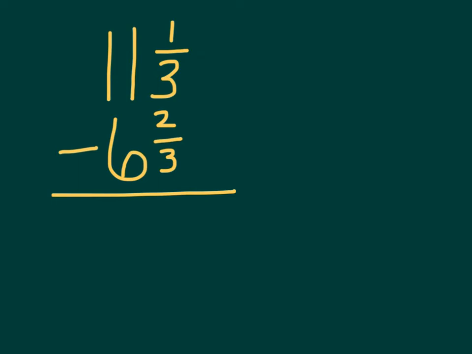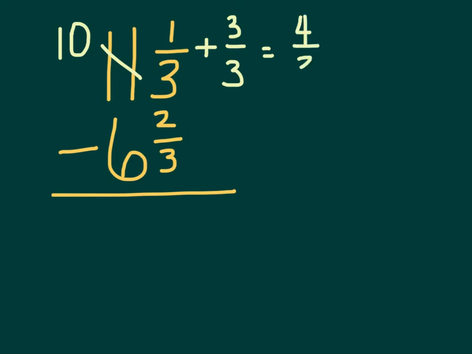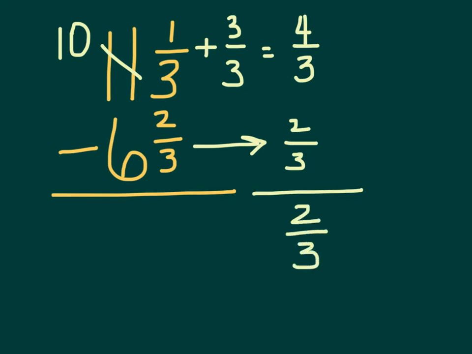How did you do? Was it tricky? I know that I need to borrow because 1/3 minus 2/3 isn't going to work, so I'm going to make this a 10, and I'm going to add on 3/3 because that's what the denominator is already in, which gives me 4/3, which is an improper fraction, but it works for this. I'm going to go ahead and just move over this fraction and get 4/3 minus 2/3, which is 2/3. Now I need to come back and look at my whole number. Here, 10 minus 6, which is going to give me 4 and 2/3.